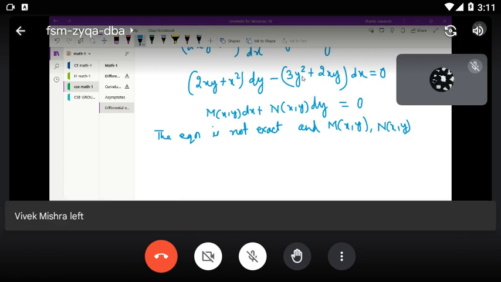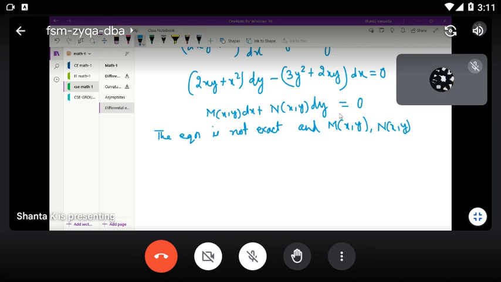But these two are homogeneous. You can see they are of degree 2. So you can try 1 by (mx + ny), provided mx + ny is not equal to 0. M and N are homogeneous of degree 2. Okay. So now you see 1 by (mx + ny). You can see only one condition you have to check, mx + ny not equal to 0.